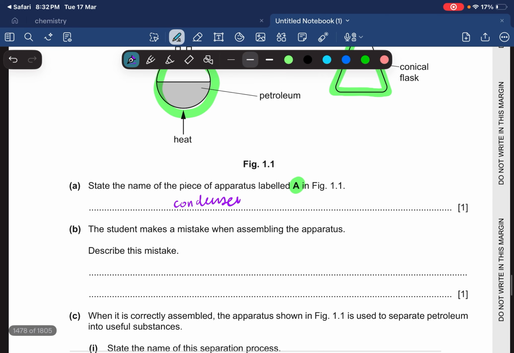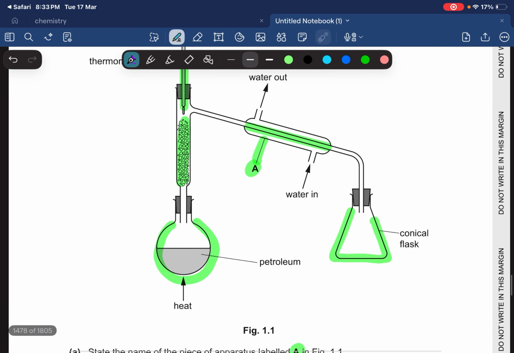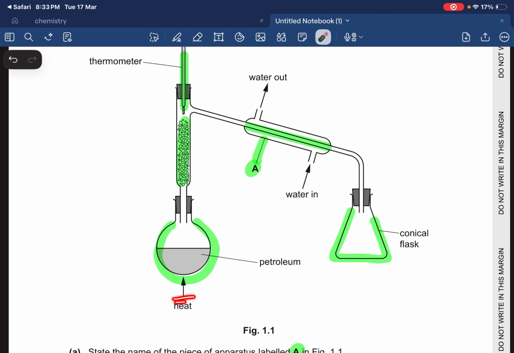The student makes a mistake when assembling the apparatus. Describe the mistake. Let's start from the bottom to analyze it. Vapors are going to be formed here, and then pass through. The thermometer is in the correct place. Then they pass from here. Water in is from below, water out is from the top. That is also correct.